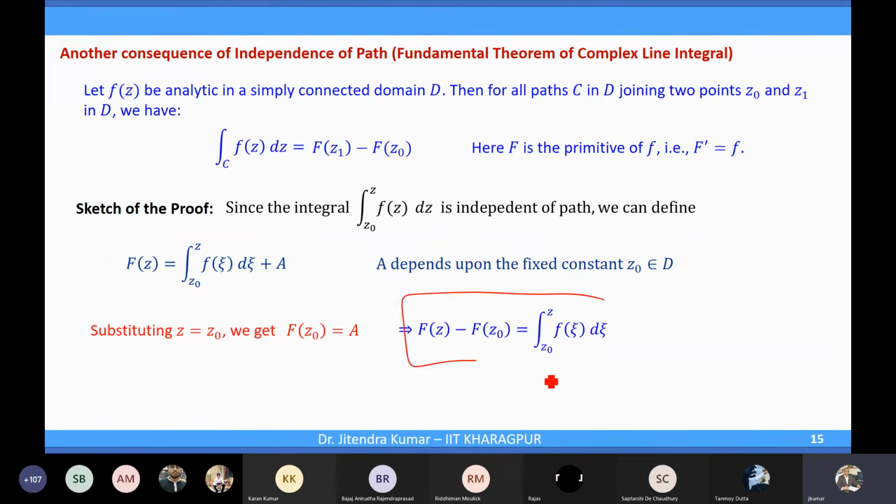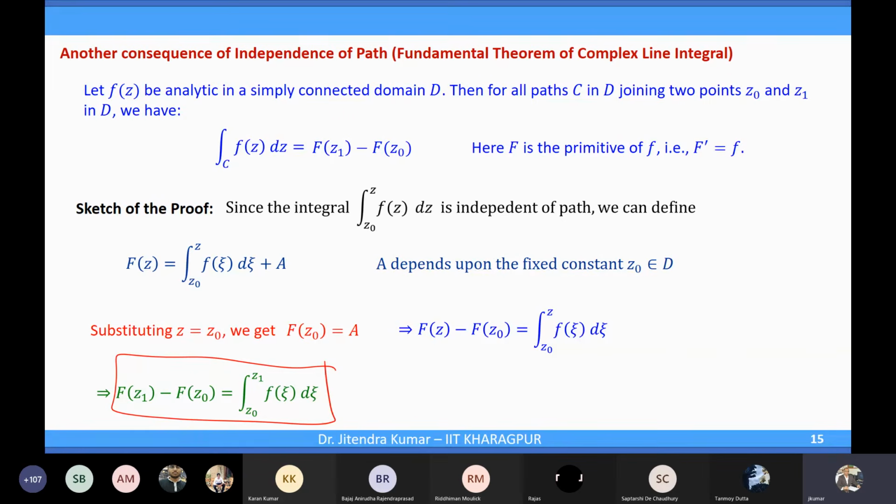That means we have the relation that F(z) minus F(z0) is equal to this integral, and this is true for any value of z. If you pick z equal to z1, the result follows: F(z1) minus F(z0) is equal to the integral from z0 to z1 of f(ξ) dξ. So this is exactly the fundamental theorem of complex integrals. But here the condition again is important. It is not that you look at f(z) over whatever path is there, because the integral does not depend on the path. It depends only on z0 and z1.